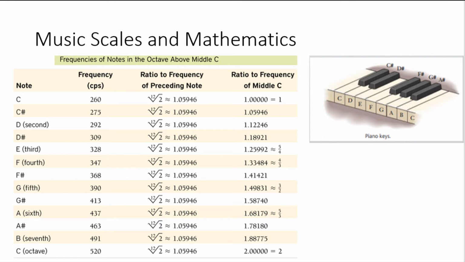Let's just do one more. D in parentheses second. The frequency of D is 292. The ratio to frequency of preceding note is still the 12th root of 2, and the ratio to frequency of middle C is 1.12246. This table will be provided for you on an exam.